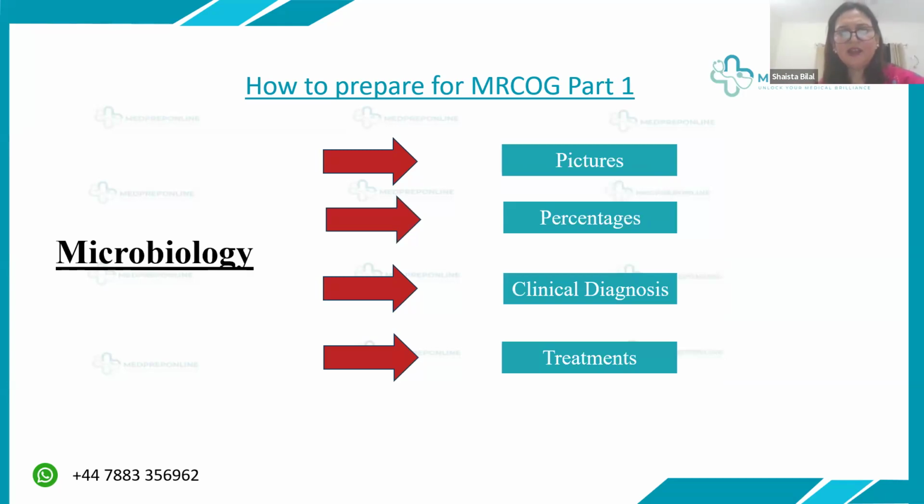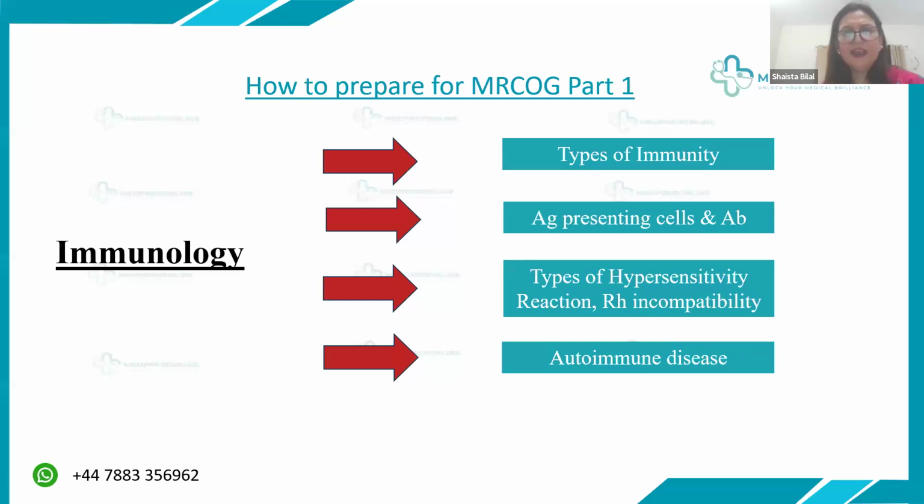In microbiology you should also study, as there will be some pictures, some percentages, and some clinical diagnoses and treatments. In immunology, you should study hypersensitivity reactions and autoimmune diseases. As I have told you, it should be more clinical, related to obstetrics and gynaecology. Later, when we start our course, we will give you a more detailed explanation of how to study, what the modules are, and which books we need to study more.